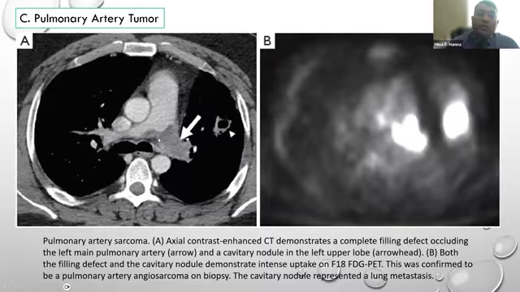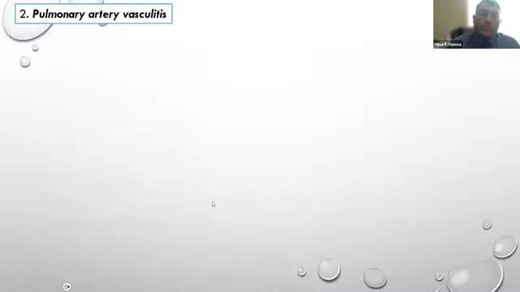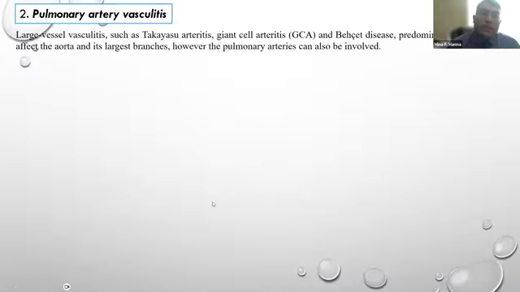You see, the tumor is enhancing. The filling defect is not hypodense. It is enhancing, not as the artery, but at least it is taking contrast. In this situation, PET-CT demonstrates this FDG-avid tumor. Next entity: we talked about filling defect, and we talked about thromboembolic, we talked about tumor, we talked about non-thrombotic.